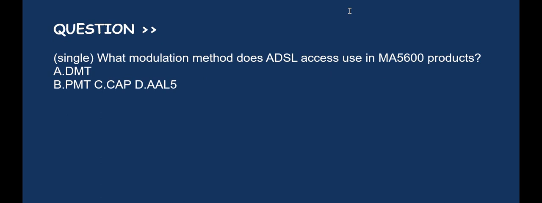Next question is, what modulation method does ADSL access use in MA5600 products? Option A, DMT, option B, PMT, option C, CAP, option D, AAL5. Correct answer is option A.